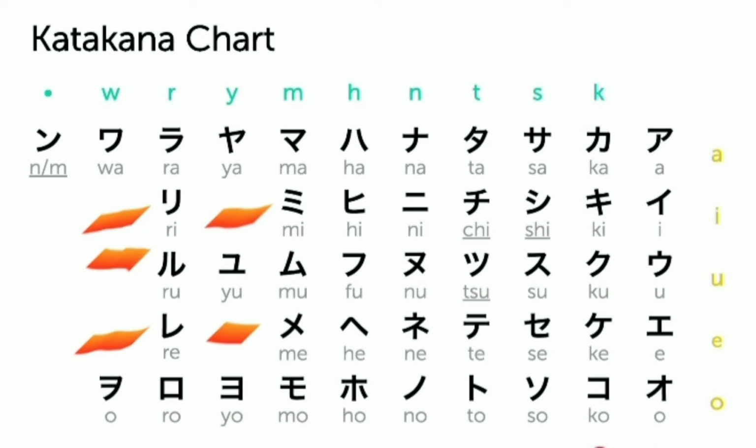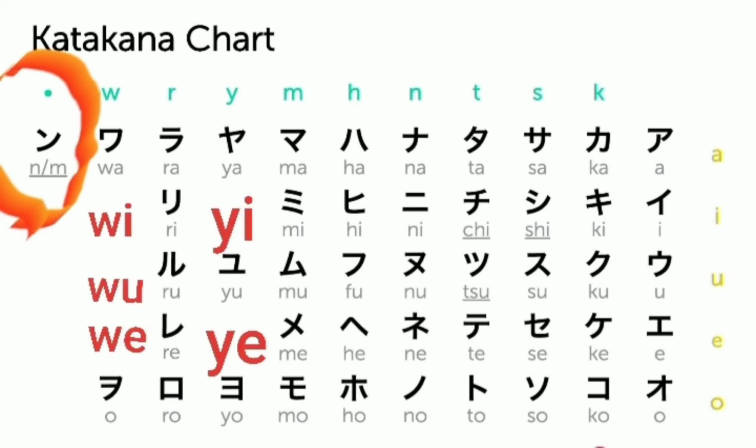Ka, ki, ku, ke, ko. Sa, shi, su, se, so. Ta, ti, tsu, te, to. Na, ni, nu, ne, no. Ha, hi, hu, he, ho. Ma, mi, mu, me, mo. Ya, yu, yo. Da, di, du, de, do. Wa, wo.